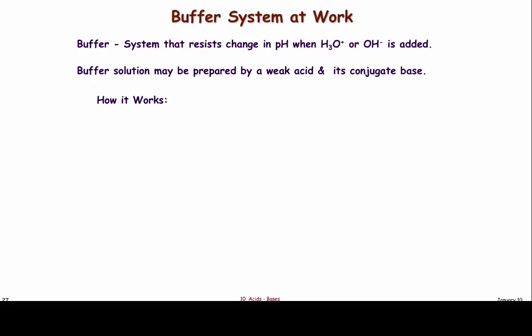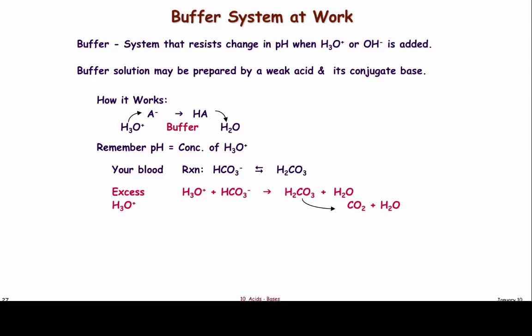So the way the buffer system works is that it removes the hydronium and hydroxide, therefore the pH doesn't change. If you have excess acid, the bicarbonate ion will react with it and you form carbonic acid and water. The excess carbonic acid you breathe out, as shown in this mechanism. If you've got excess hydroxide, then the hydroxide reacts with the carbonic acid and breaks it down to bicarbonate and water.